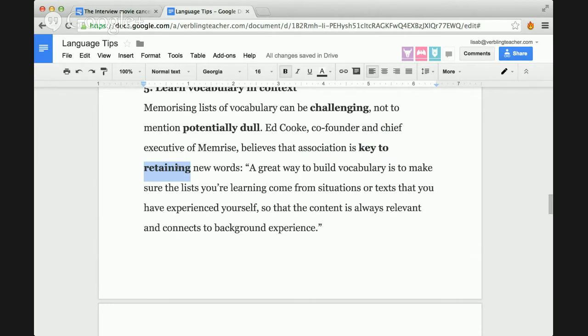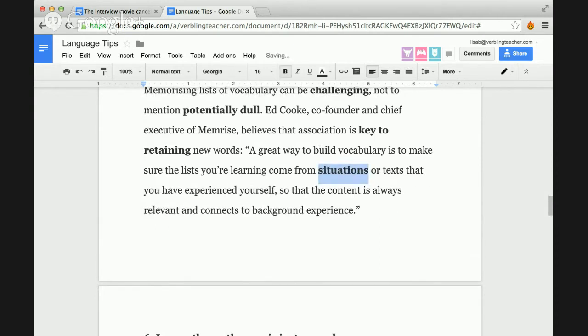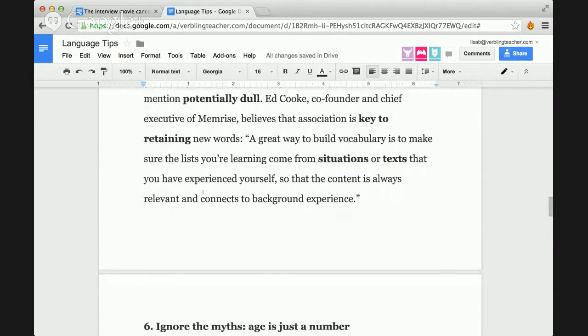A lot of times you just see a word once or twice, you don't remember it necessarily, but if you can associate it with something else, make connections to things that you already know, that really helps. Of course, make your lists come from situations. So situations would be like an actual conversation or something you have to do, like make a telephone call to a bank or something like this, or a text that you've been reading. So if you can have your keywords that you want to learn coming from these real-life things, then that will be more helpful to you.